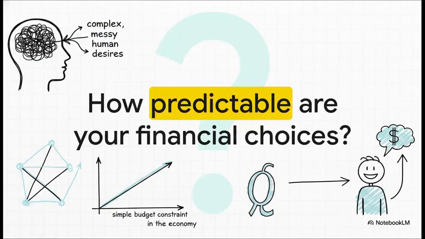Knowing that our complex human desires boil down to this elegant, constant framework really makes you wonder, just how predictable are your financial choices? If an economist knows your theta, they essentially know exactly how you'll react to the next major shift in the economy. Pretty wild to think about, right?